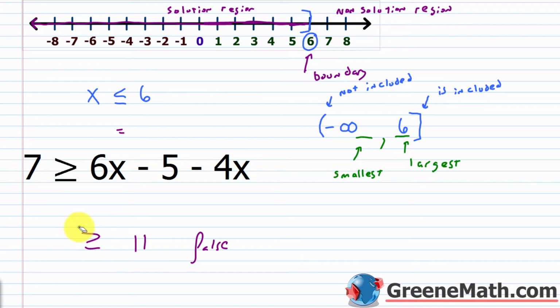So that's good. Now the next thing we want to do is check a value that is less than the number 6. So let's check 5. So 7 is greater than or equal to, again, this simplifies to 2x minus 5. If I plug in a 5 for x, I get 2 times 5, which is 10. 10 minus 5 is 5. So I get 7 is greater than or equal to 5, and that is true. 7 is certainly greater than 5. So you can see that it's more tedious to check these. You've got to establish the boundary, and then you've got to check one on each side of the boundary. So one in the non-solution region, we checked 8, and it didn't work, so that's right. Then one in the solution region, we checked 5, that worked, so that was right.